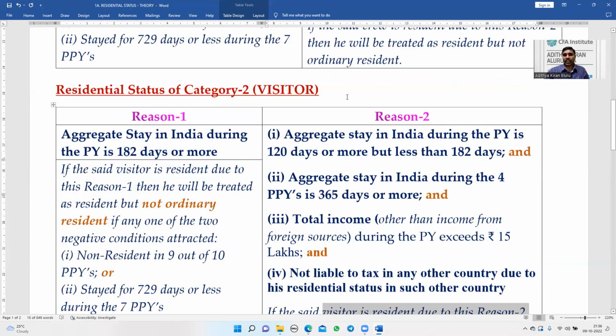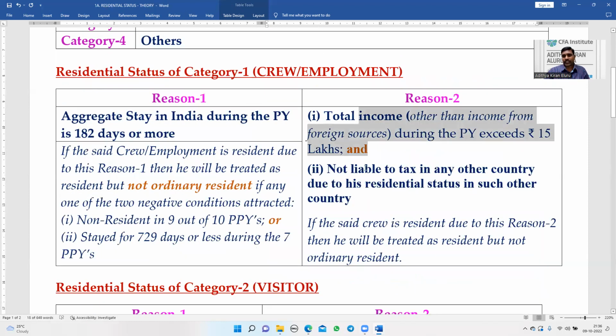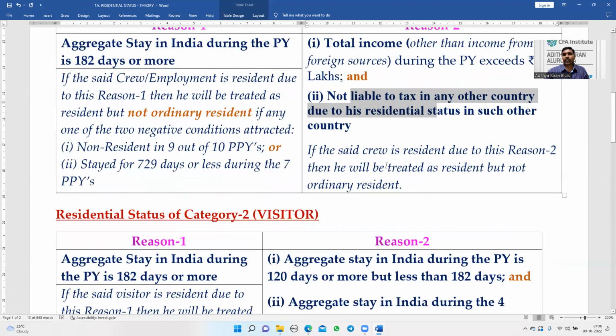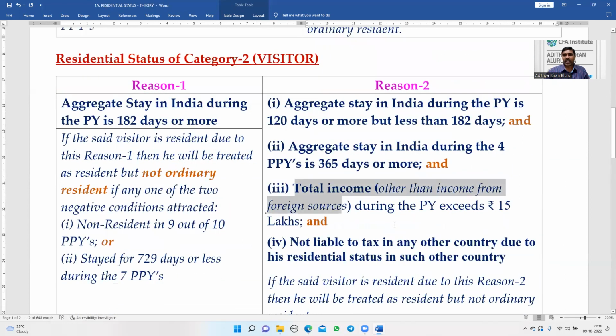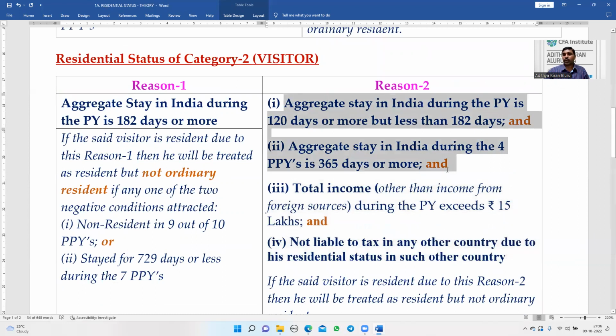But one point that is added here is that there are two conditions: total income other than income from foreign sources exceeds 15 lakhs, and not liable to tax in any other country. In addition to those two conditions, the other two conditions also apply. Four conditions are to be satisfied. The first one is aggregate stay in India during the previous year of 120 days or more, but less than 182 days.